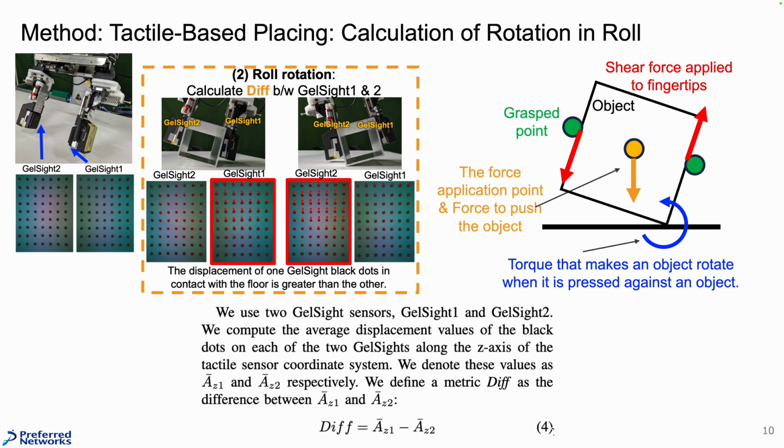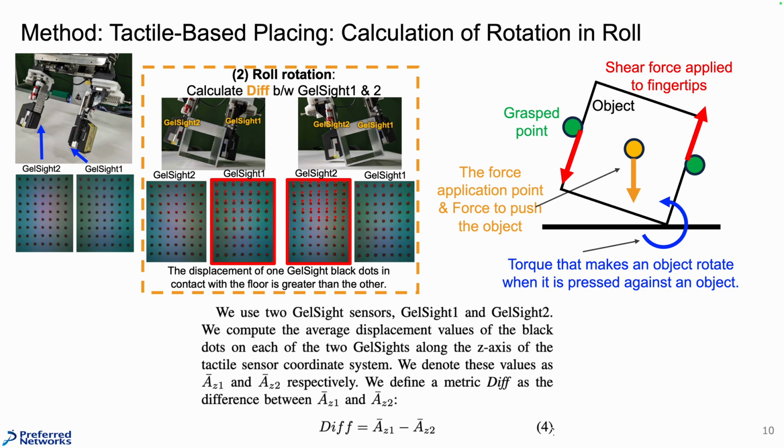Simultaneously, we calculate the diff of displacement between the left and right fingers' GelSight black dots. When the object is pressed against the desk, a torque is generated that attempts to rotate the object. This torque is transmitted to the GelSight and is exerted as shear forces in opposite directions on the right and left GelSight.